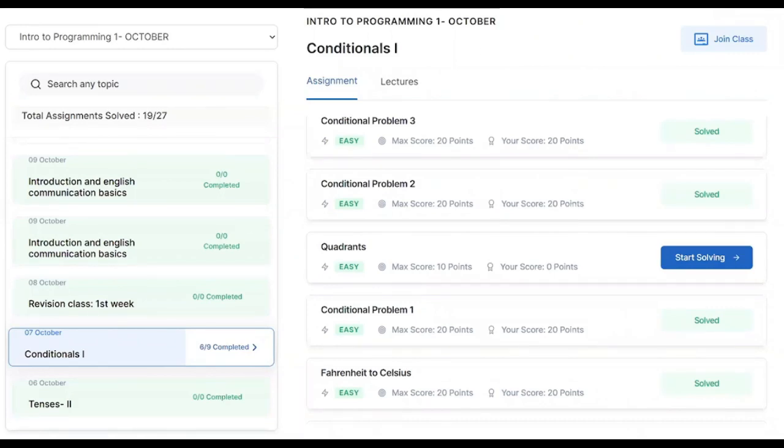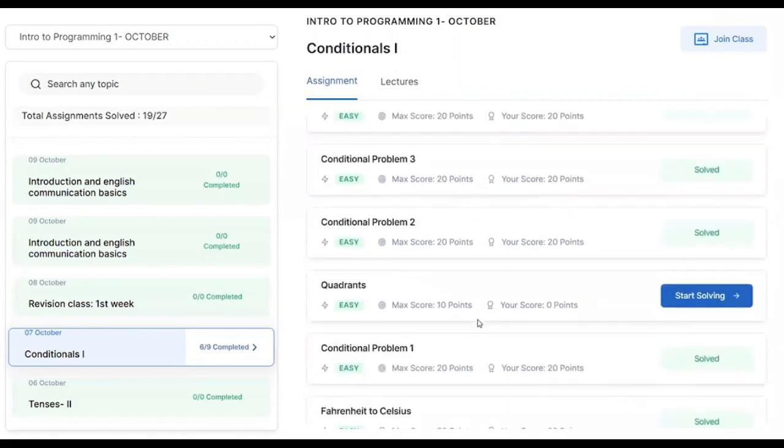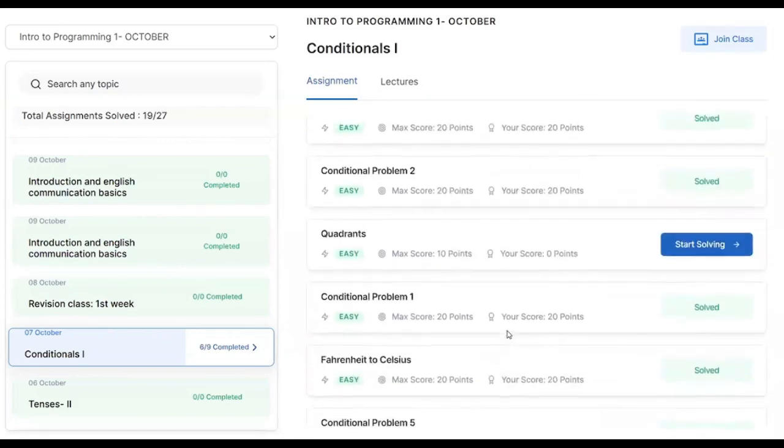Done all questions. Great, guys, great. So quickly we'll start with discussing the conditional questions that were given as homework, and then we will pick up new questions for today. So let's get started. Maybe we can start with quadrants.